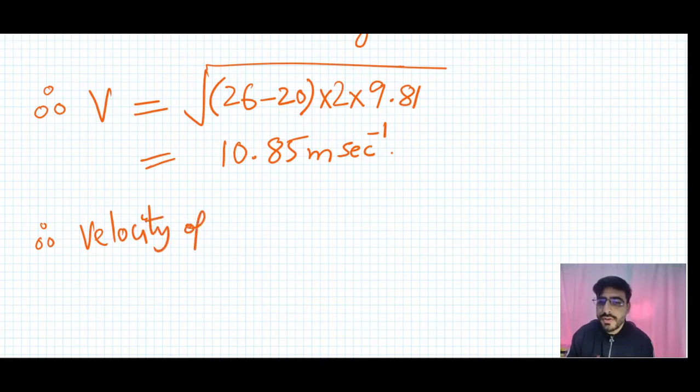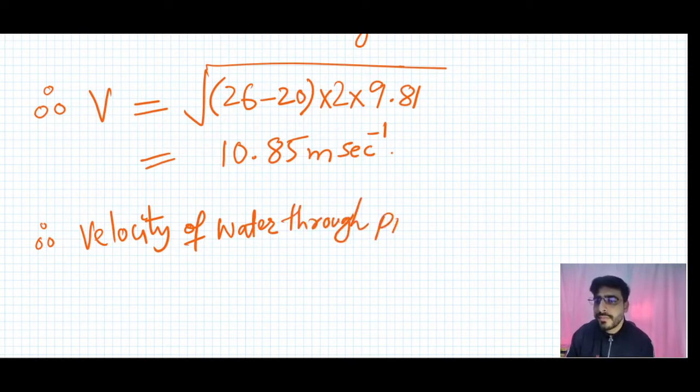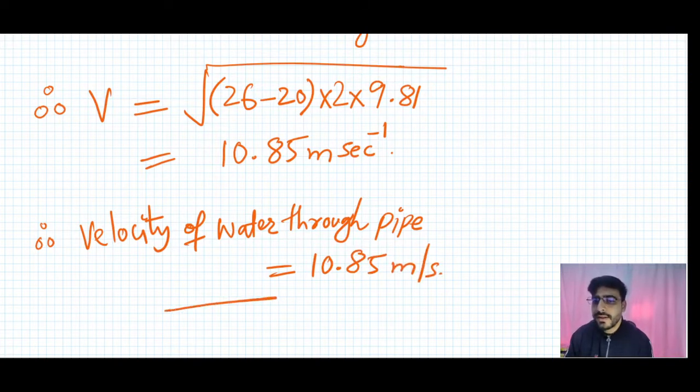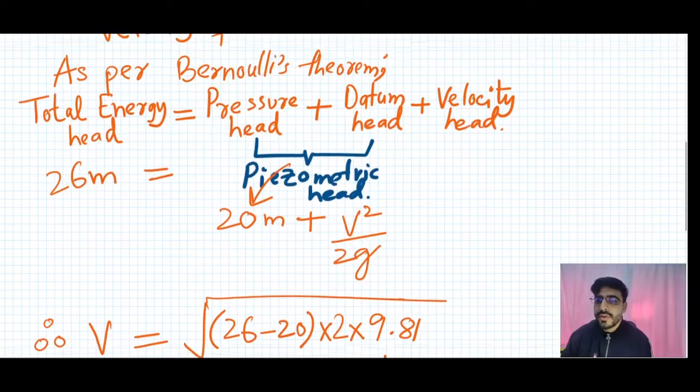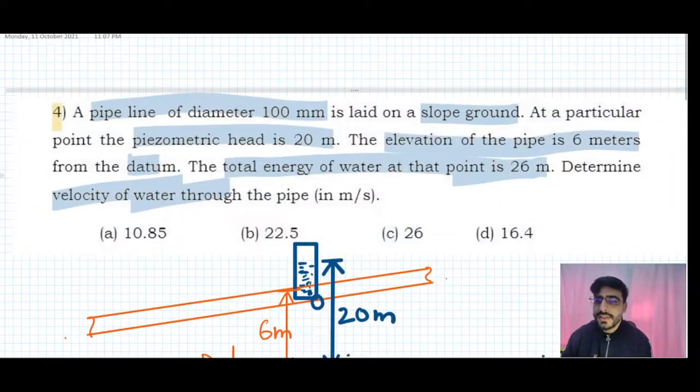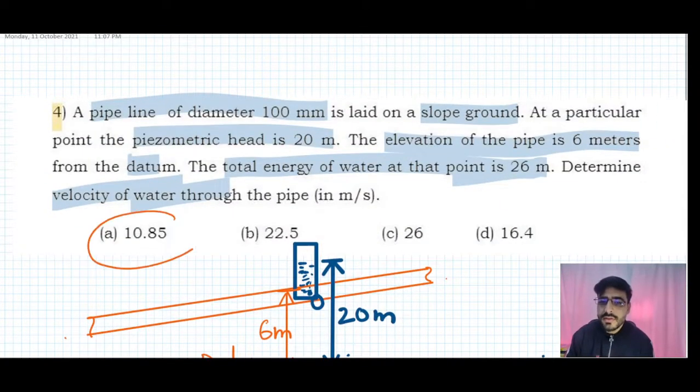Therefore, velocity of water through the pipe is equal to 10.85 meter per second. Okay, so if we go back to the options, option A is the correct option.